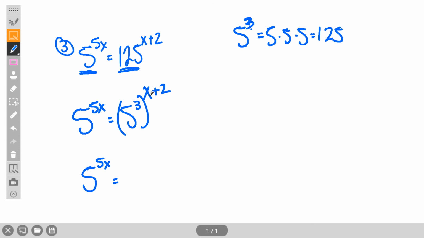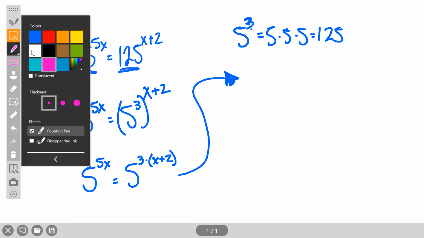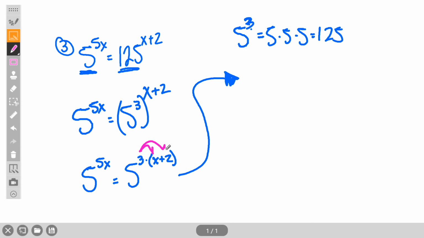Now, this is where you have to remember a property of exponents. This is called the power of a power rule. And the power of a power rule says that if you have an exponent on a base and you raise it to another exponent, then the new exponent would be these two multiplied together. So it would be 3 times x plus 2. Don't make the mistake of just multiplying the 3 by the x, because we can see here that this 3 actually needs to be distributed to both of those. So it would be 5 to the 5x is equal to 5 to the 3x plus 6.